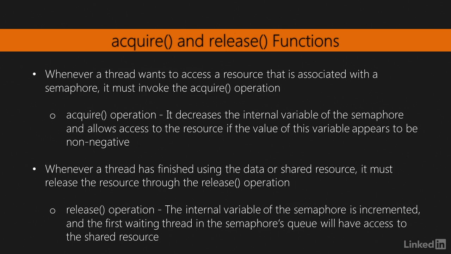1. Whenever a thread wants to access a resource that is associated with a semaphore, it must invoke the acquire() operation, which decreases the internal variable of the semaphore and allows access to the resource if the value of this variable appears to be non-negative. If the value is negative, the thread is suspended and placed on hold until the resource is released by another thread. 2. Whenever a thread has finished using the data or shared resource, it must release the resource through the release() operation. In this way, the internal variable of the semaphore is incremented, and the first waiting thread in the semaphore's queue will have access to the shared resource.